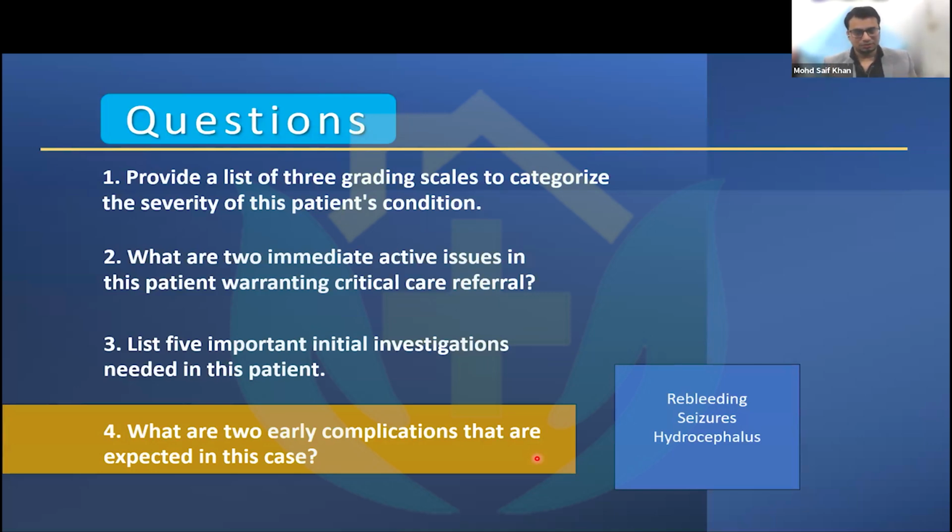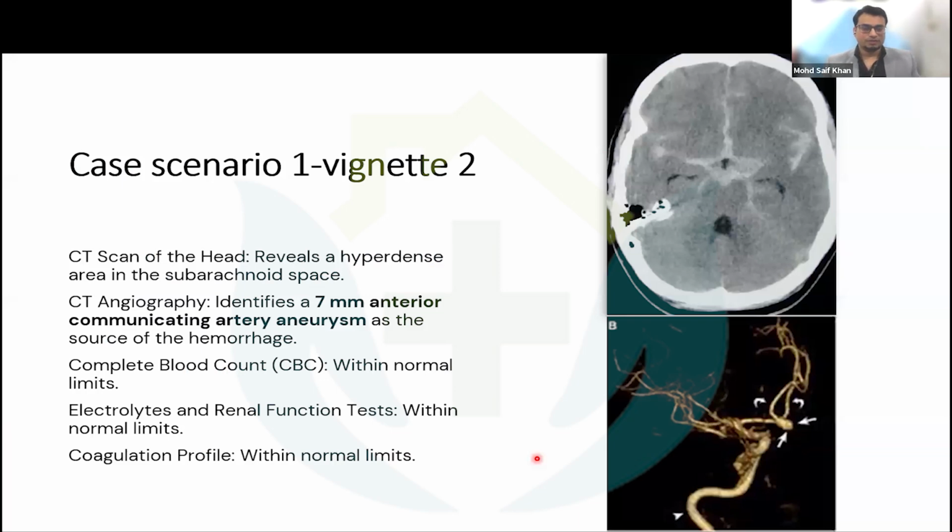In this case, early complications, meaning less than 4 days or less than a week, are rebleeding, seizures, and hydrocephalus. Hydrocephalus can be acute, subacute, or chronic. Seizures can be early or late, especially in traumatic SAH. But as far as early complications are concerned, rebleeding, seizures, and hydrocephalus are the ones. If somebody asks you for late complications, you can still quote hydrocephalus, but the most common late complication is cerebral vasospasm, and infections.